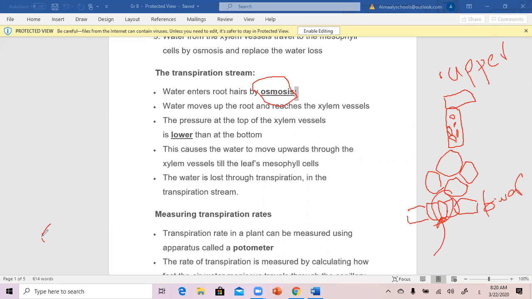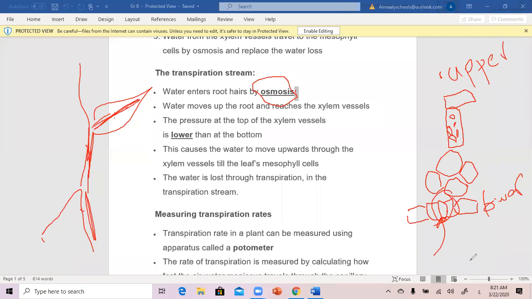If we draw any plant, that is the root, then the stem, then we have the leaf. The water comes from the root, then the stem, then to the leaf. This causes the water to move upward through the xylem vessel. As we said, what is the function of the xylem? It will transport water. The water is lost after that through transpiration in the transpiration stream.